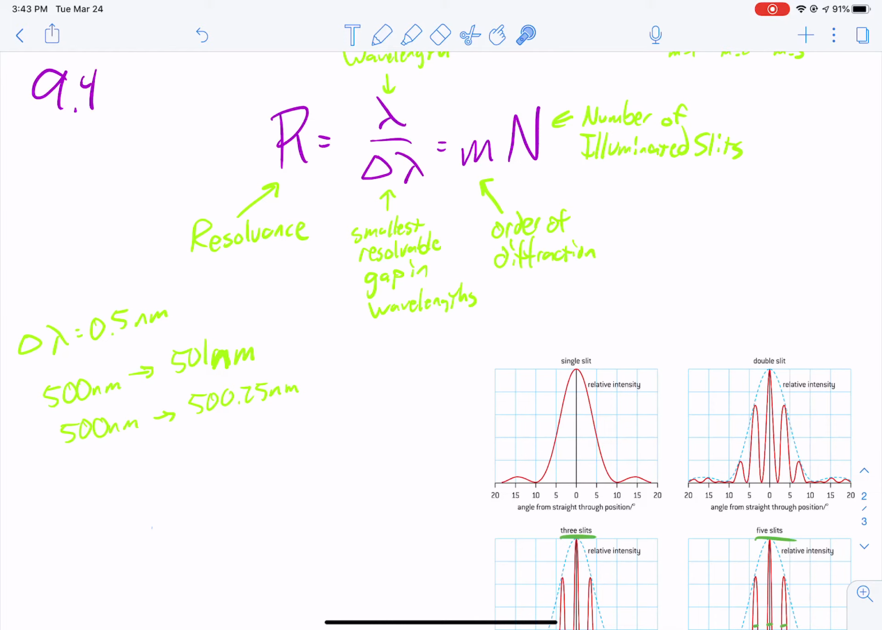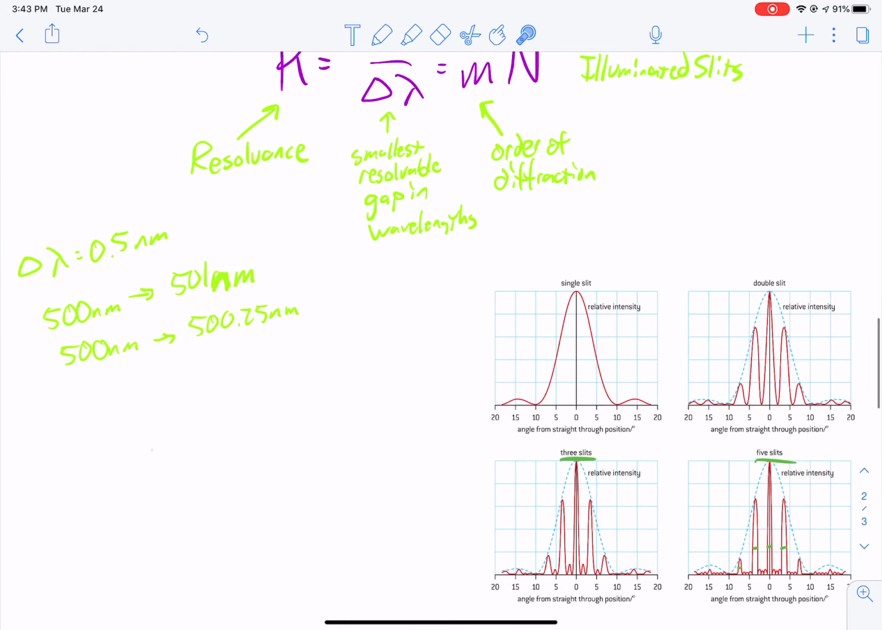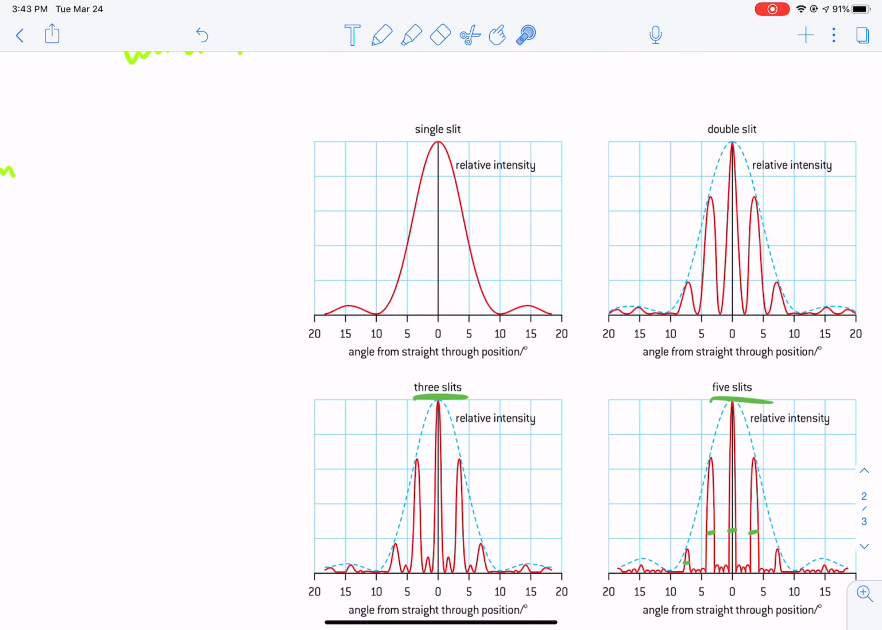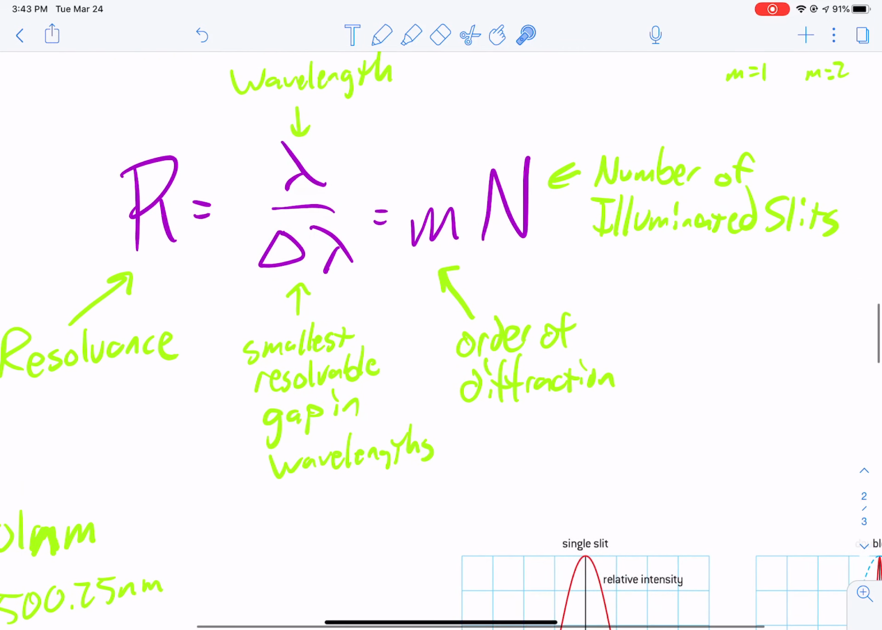Two slits are illuminated. The more slits, going from 1 to 2 to 3 to 4 to 5, the more slits that you have illuminated, the more narrow and distinct your fringes become. The more slits that are illuminated, the easier it's going to be to tell this pattern compared to a very similar pattern that might be on top of it with a slightly different wavelength. So the more slits that are illuminated, the better the resolvance, the smaller the gap in the wavelength we can find.